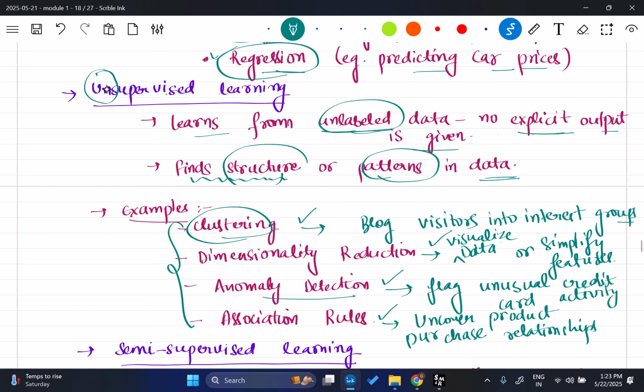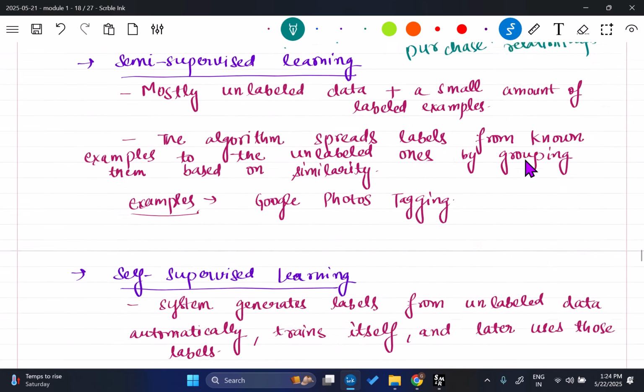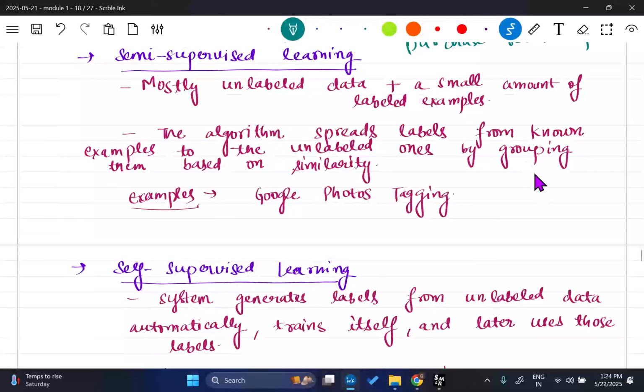So all of these come under unsupervised learning, where we don't have any labels for the input data. All the data is unlabeled. The ML models work by finding some kind of structure or patterns in the data, and clustering, dimensionality reduction, anomaly detection, and association rules all come under unsupervised learning. I hope I have made all my points clear till this point.